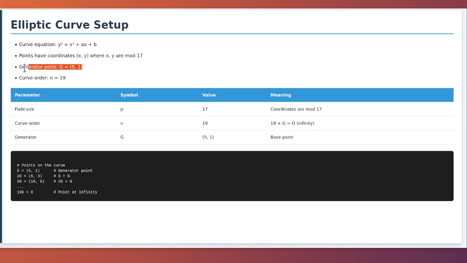Our curve has an order n, which tells us how many times we can add G to itself before returning to the point at infinity. In our example, n equals 19. This means 19 times G equals O, the point at infinity.